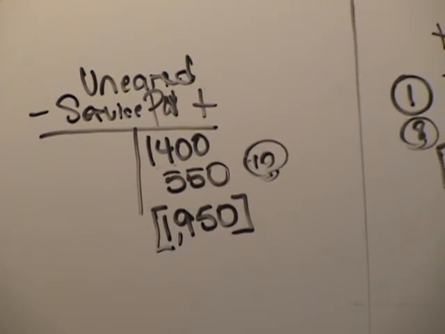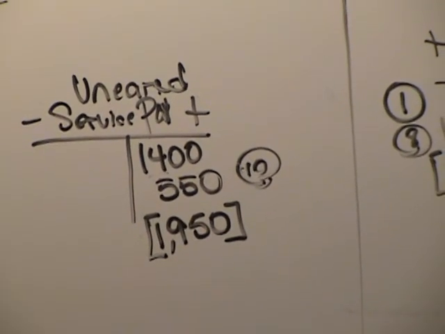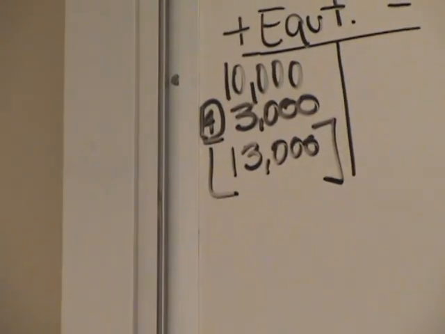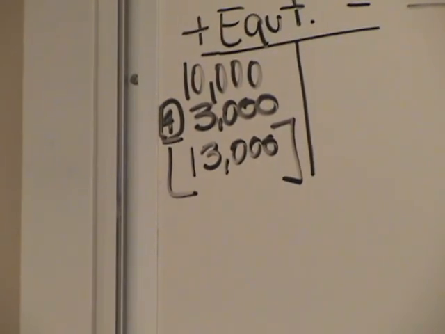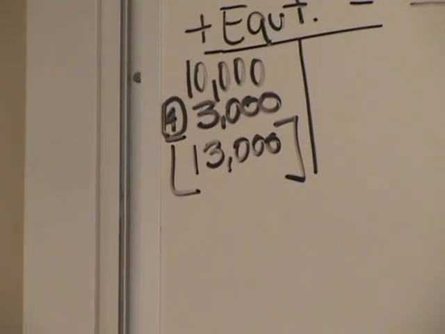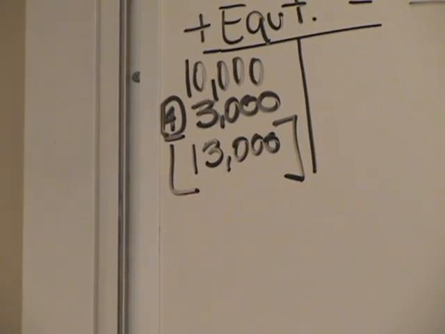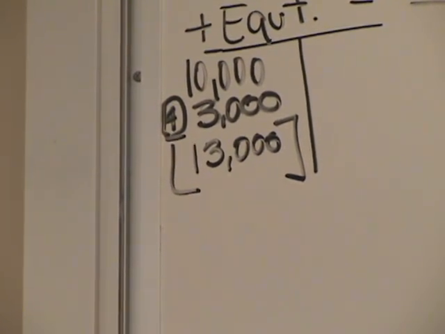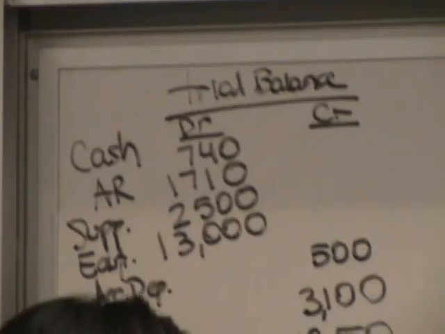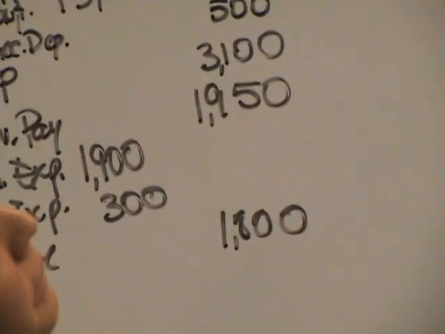Okay, and then salary expense, 1900. And then rent expense, 300. And then revenue, 1,800. Okay. Okay, now she's going to, that's it.